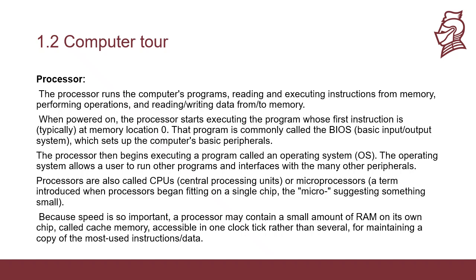And so then it begins to execute the operating system, and that allows the user to run other programs and connect to peripherals and so on and so forth. Processors are called CPUs, central processing units, or sometimes microprocessors. And because speed is really important, the processor may have a small amount of random access memory on the chip called cache memory. That cache memory is accessible much, much faster than the RAM, but it's also a lot more expensive. So that's why everything isn't just made out of that kind of memory.